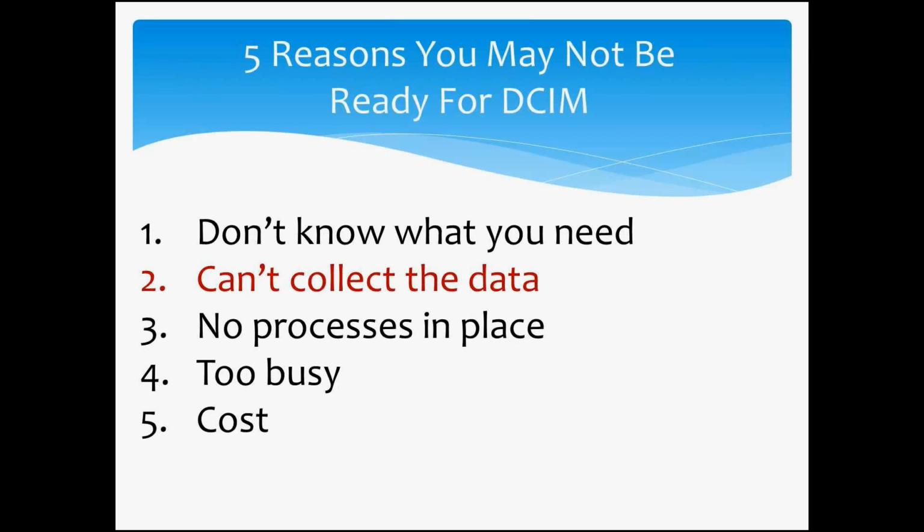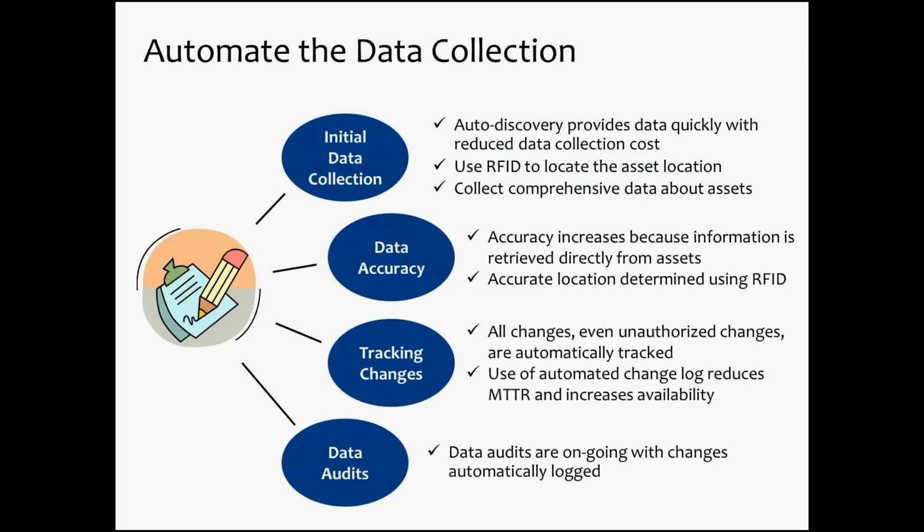Next, can't collect the data. Well, we talked about one of the big problems being this manual data collection. So let's automate this as much as possible. One of the things that we do in our DSIM solution, and we worked for years and years on this, is to put in auto discovery capabilities. It allows you to provide this data quickly, with more detailed, comprehensive data about the assets. So instead of saying I've got a server out there, we can tell you what the processor is, how much memory it is using, what software is installed, what virtual machines are running on that, right? So it's important to do that.